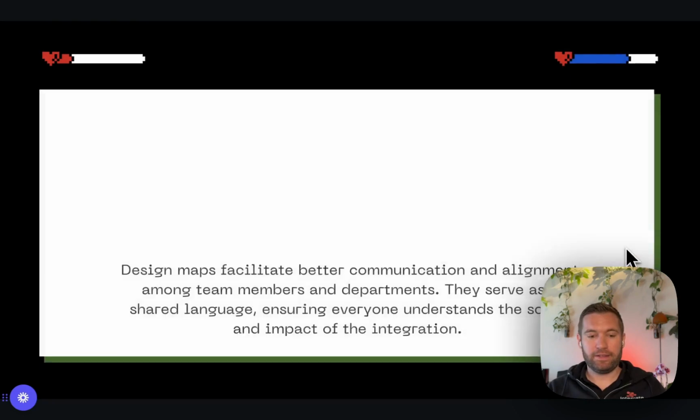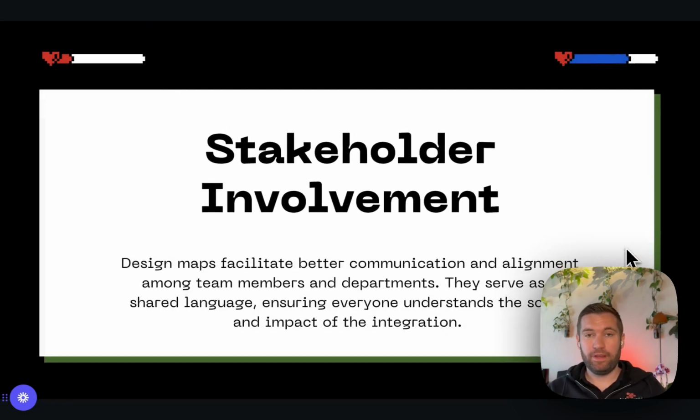Taking a look at the stakeholder involvement, with the design map, you can get all of your stakeholders aligned. Everyone's talking the same language, making sure everyone understands the purpose, the scope, why this integration is happening in the first place. And so design maps help facilitate that conversation.